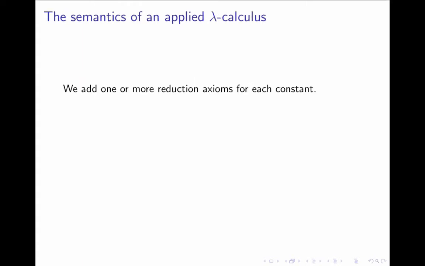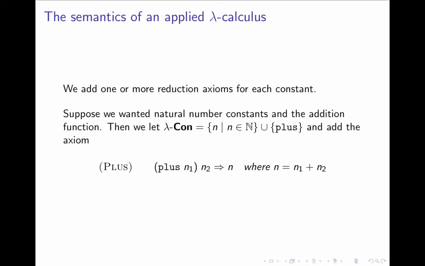In our semantics of the applied lambda calculus, we simply add one or more reduction axioms for each constant which we introduce. Suppose we want to have natural number constants and the addition function, then we would say that the set of constants would be the set of natural numbers and the function symbol plus, and then we just add the axiom that if we take plus, apply it to n1, and then apply it to n2, then we get n, where n is the natural number that is the sum of n1 plus n2.